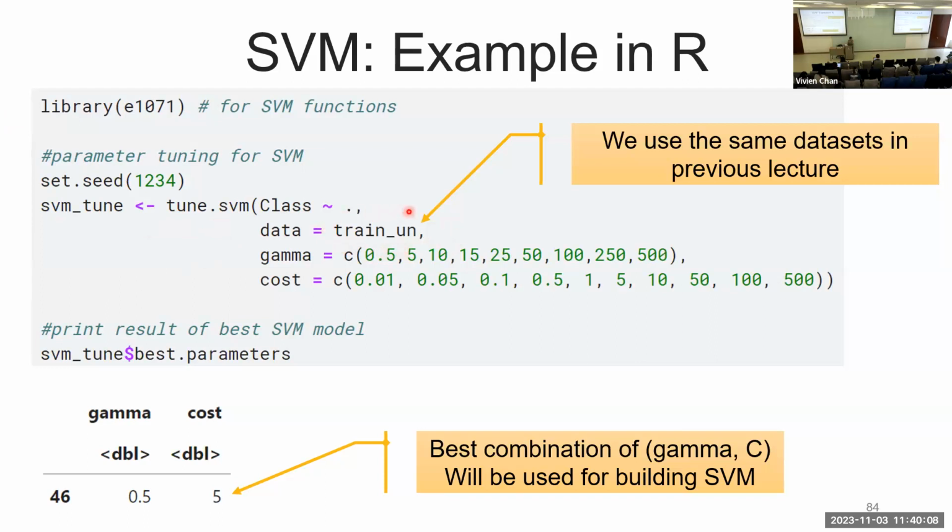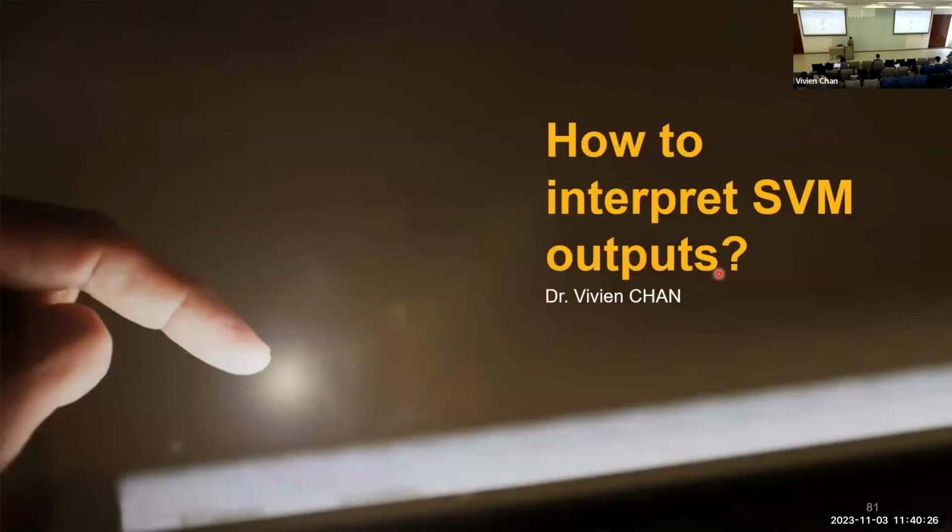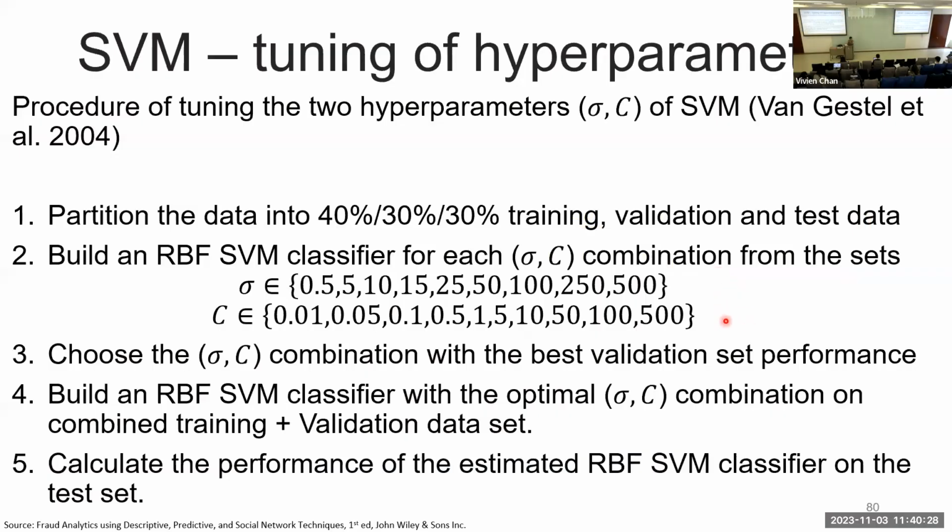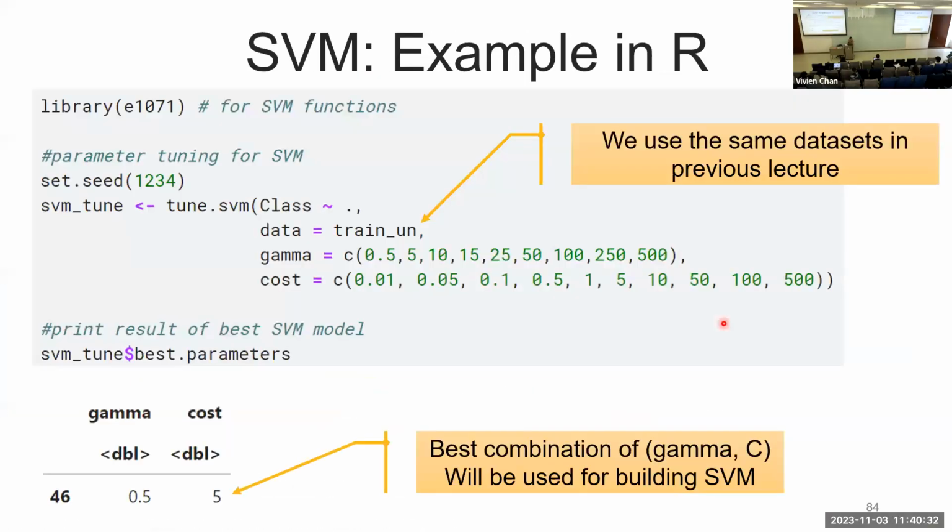I am using the same data set as in the previous lecture, the credit card fraud, if you remember. This is an undersampled training data set. Then I assign the values for gamma and cost. So these two combinations of values are these two. This is the gamma value, this is the cost.